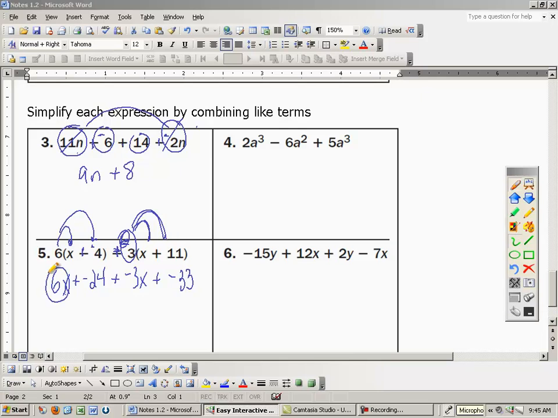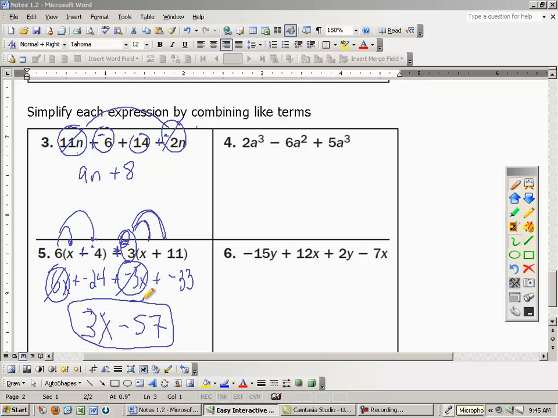Now combining like terms, we're going to add 6x and negative 3x, which becomes 3x. And negative 24 plus negative 33 comes out to negative 57. And if you want to go back and write that as minus 57 at this point, you can. All right, so go ahead and pause your video. I want you to try 4 and 6 by yourself, and then we'll come on back on and we'll double check the solutions for those.